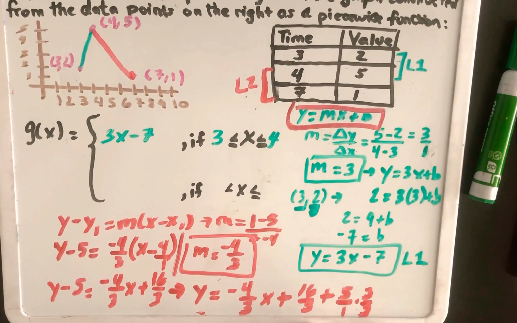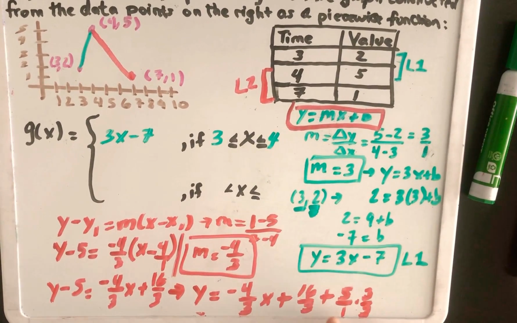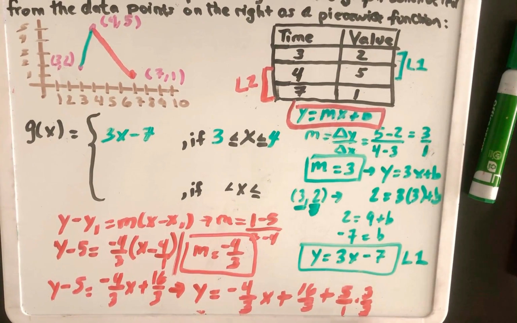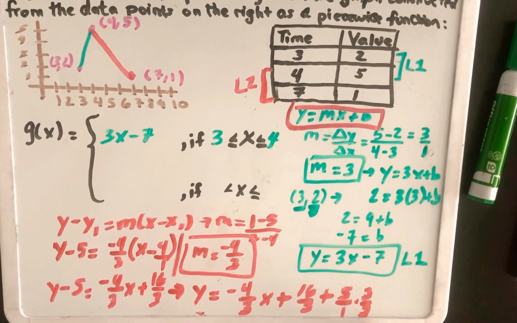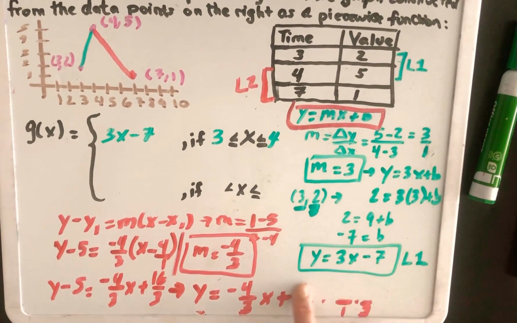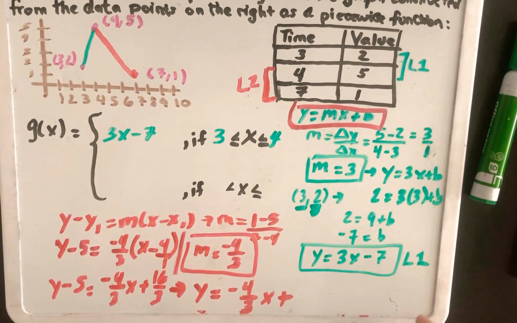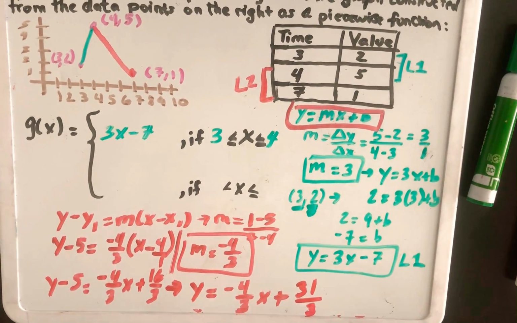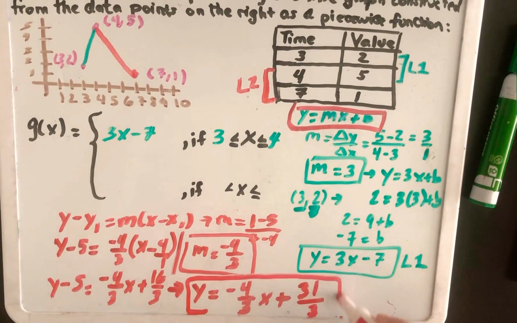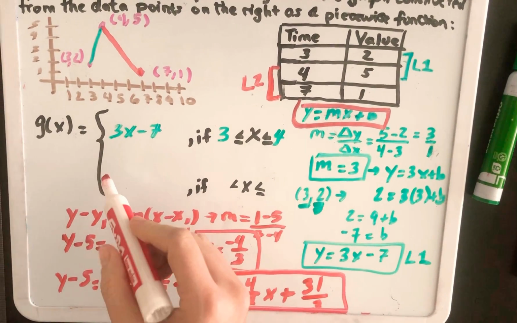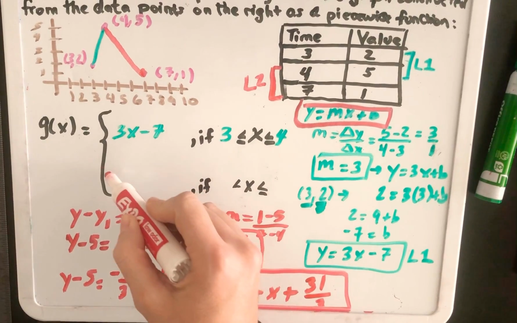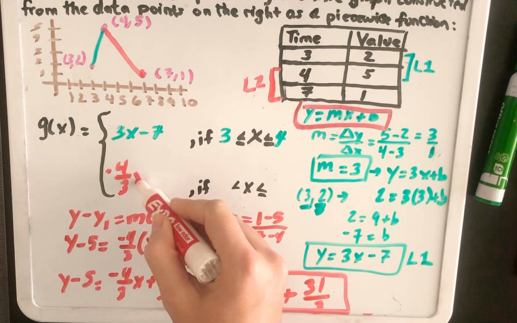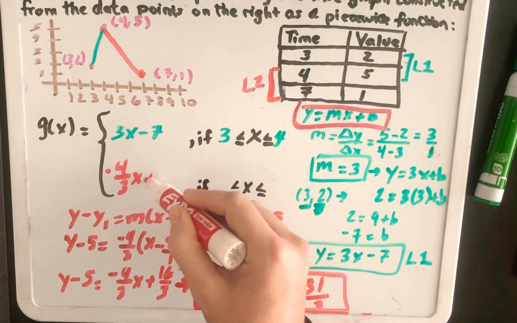I have 16 over 3, I can't read my own handwriting. 16 over 3 plus 15 over 3. 16 plus 15 in the numerator gives me 31, that's right. So this in fact is 31 over 3. We're using a lot of fractions here. You could have also used decimals. Okay, so now we have an equation of the second piece. So the second piece here for line 2 for this segment has a slope of negative 4/3, so y equals negative 4/3 x plus 31 over 3.